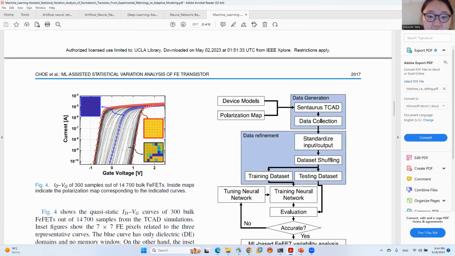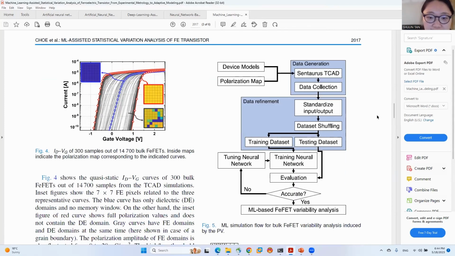Yeah. So that's what they designed. They put device models in the TCAD and use a neural network to train and evaluate everything.